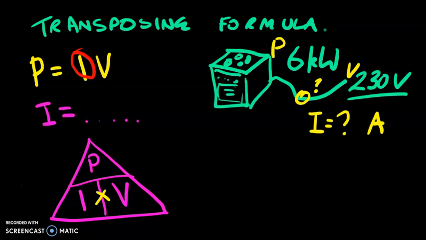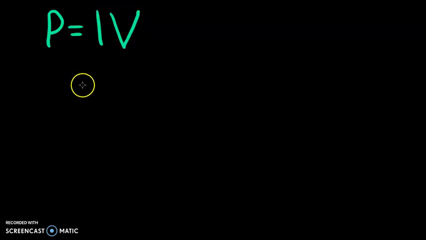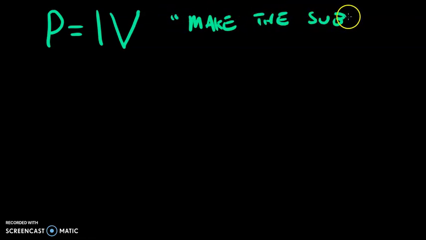So let us get ourselves a nice fresh page. We're going to write our formula at the top as we were given it: P equals I times V. What we need to do here is get I on its own. This can be the first step. We also want it on the left-hand side of the equal sign, but that's less problematic. There are two key things to make I the subject. That's the phrase, make the subject of the equation.